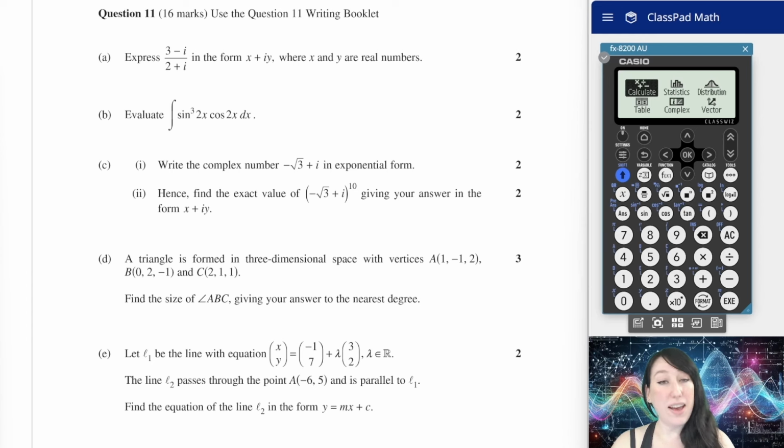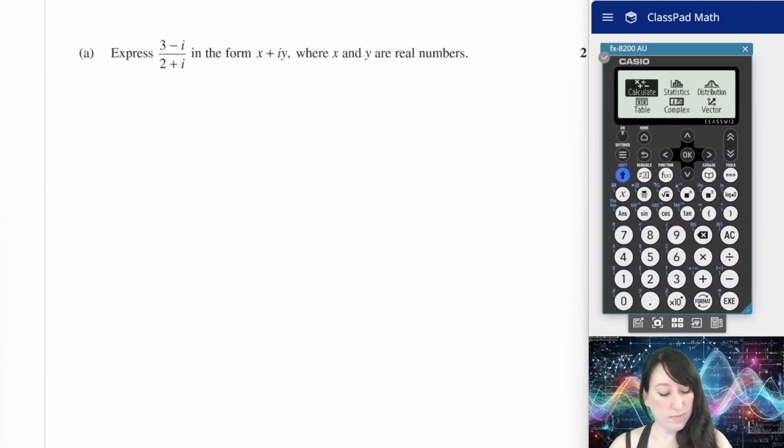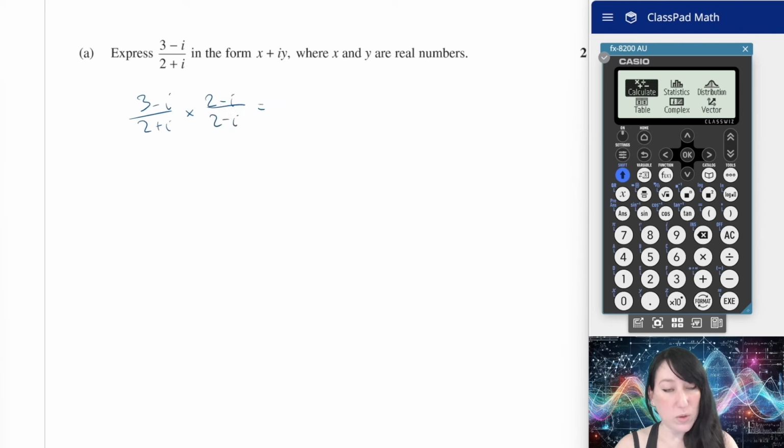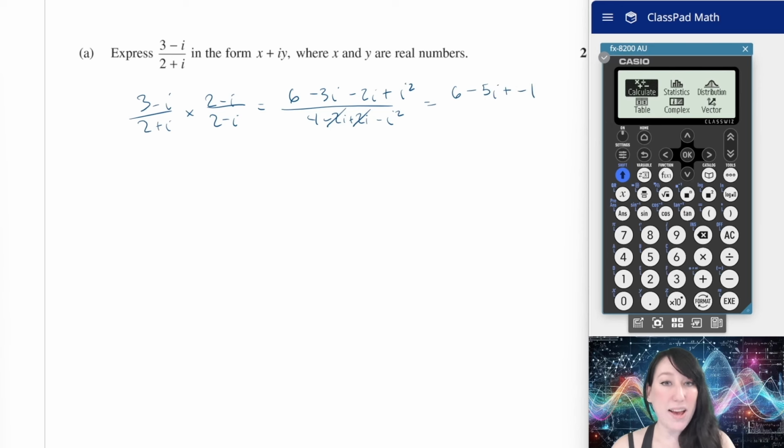Question 11a. Express (3 minus i) over (2 plus i) in the form x plus iy, where x and y are real numbers. Okay, so what we need to do here is multiply the numerator and denominator by the conjugate of the denominator. So we'll expand. Those middle two terms on the denominator cancel as it's a difference of squares. Remember, i squared is -1. So the answer is 1 minus i.